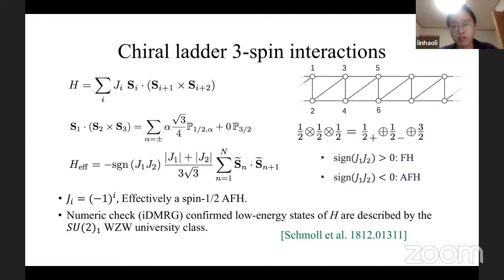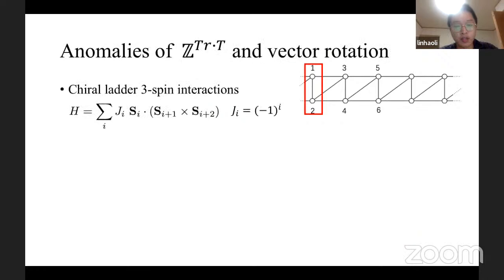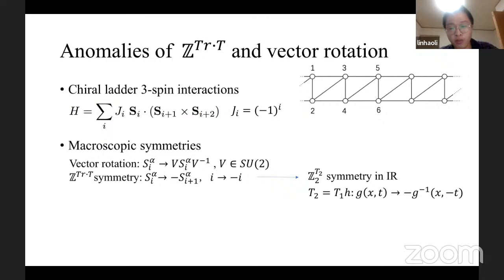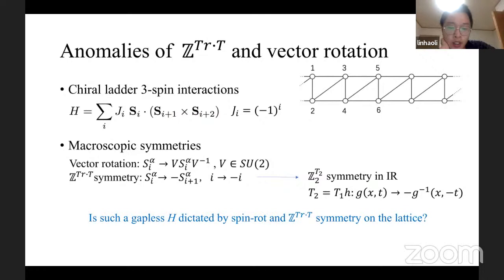And in this condition, since the spin per unit cell is integer, the conventional LSM theorem cannot constrain its low energy spectrum. But instead, this spin chain has another exotic symmetry, which is a combination of broken time reversal and translation symmetry. Here, the translation is one-site lattice translation. And we use T2 to label its generating element. In the low energy, this translation time reversal symmetry just corresponds to the T2 symmetry of the Wess-Zumino-Witten model. Therefore, we wonder, is such a gapless Hamiltonian dictated by the spin rotation and the translation time reversal symmetry on the lattice level?